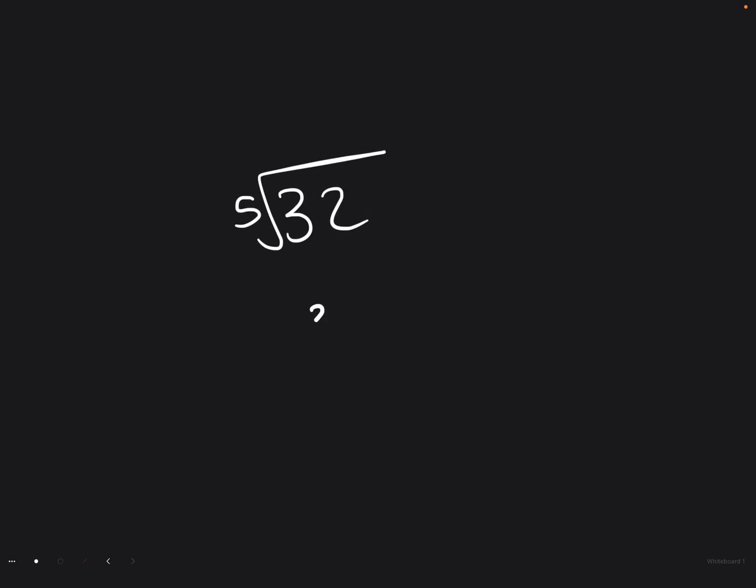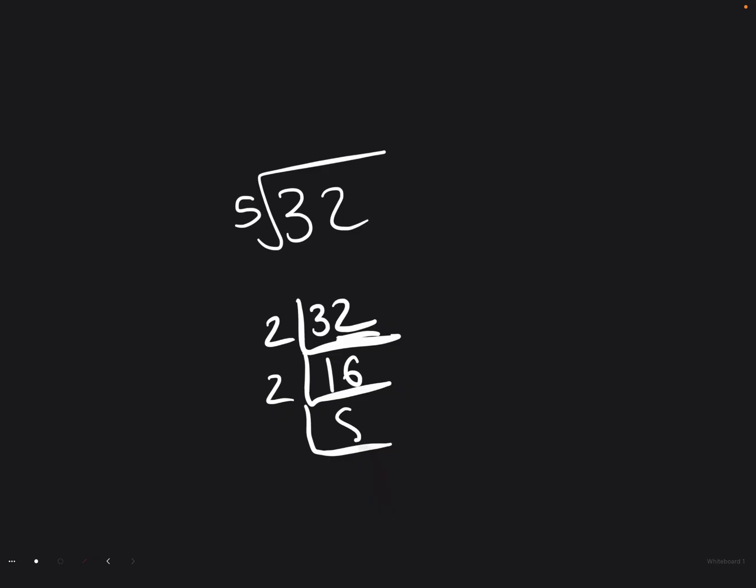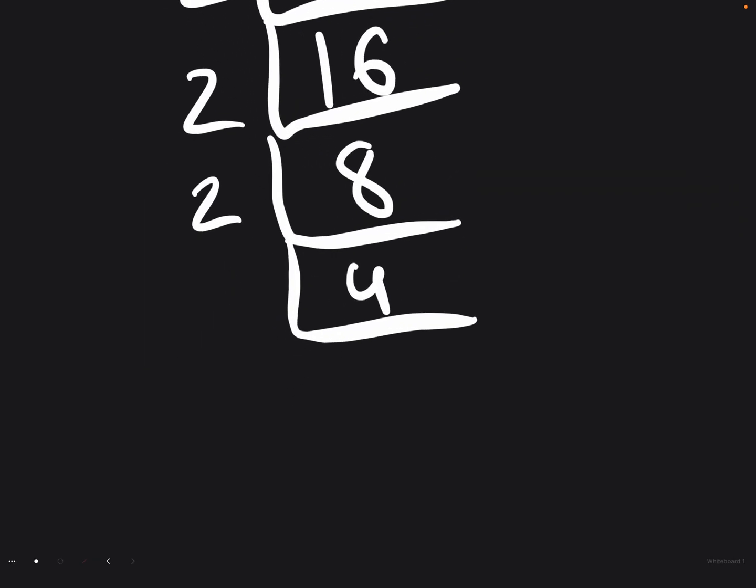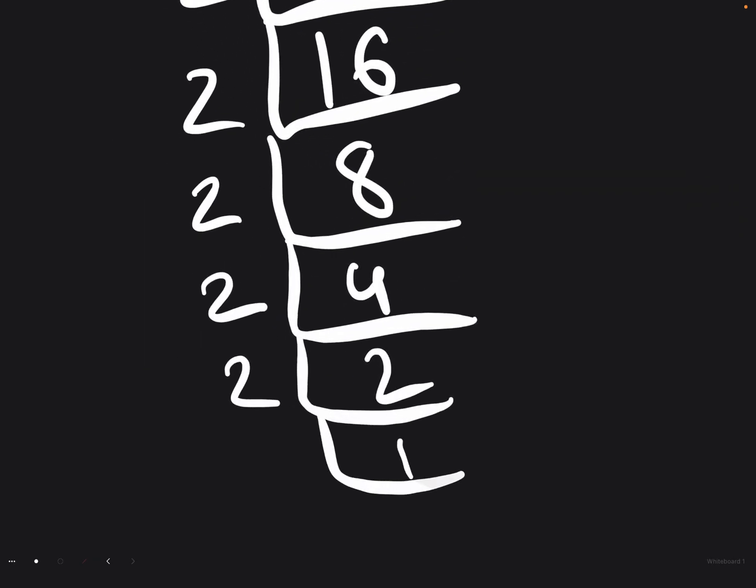So there's a 32 here. We take a 2 out here. This becomes 16 because it's an even number, we divide it by 2. It's an even number again, so we can divide it by 2 again. It becomes 8. We can divide it by 2 again. It becomes a 4. Divided by 2 again becomes a 2. Divided by 2 again becomes a 1.